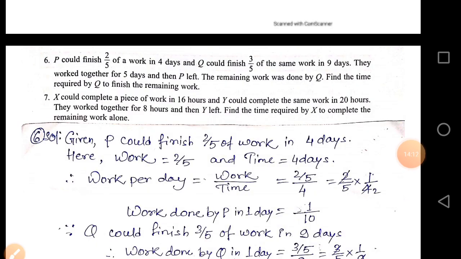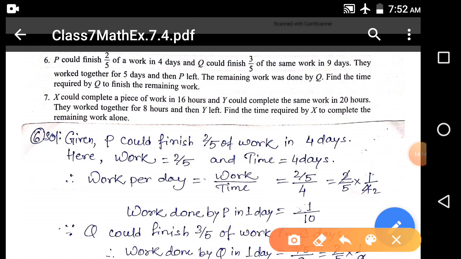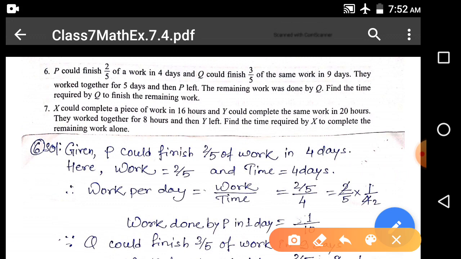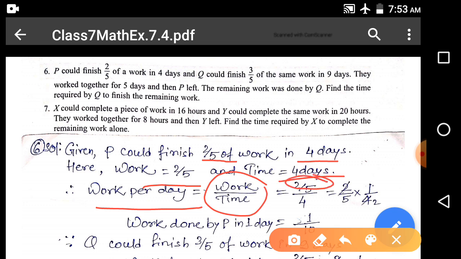Now come to question number 6. Here we have, P could finish 2 by 5 of a work in 4 days and Q could finish 3 by 5 of the same work in 9 days. So first we write the data. P could finish 2 by 5 of work in 4 days. So work is given as 2 by 5 and time is given as 4 days. So work per day equals work by time, which is 2 by 5 divided by 4.